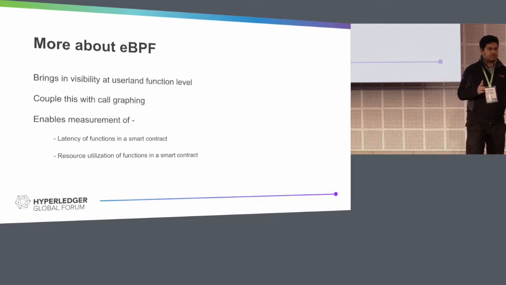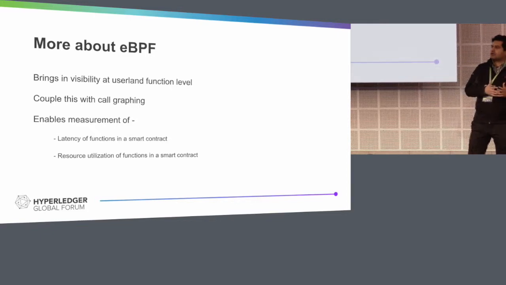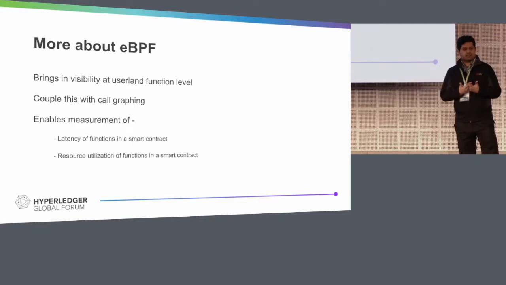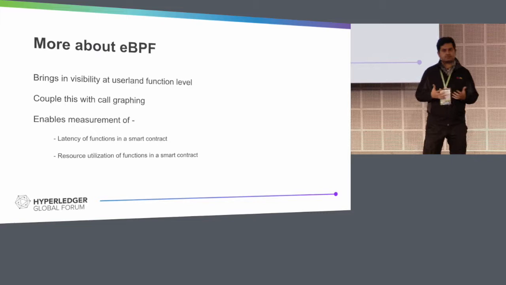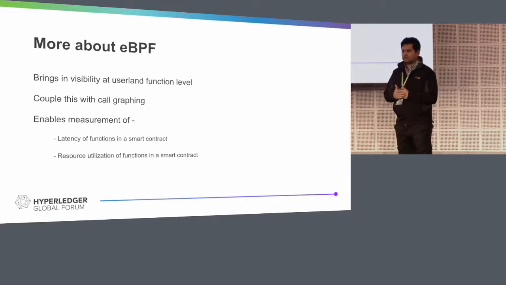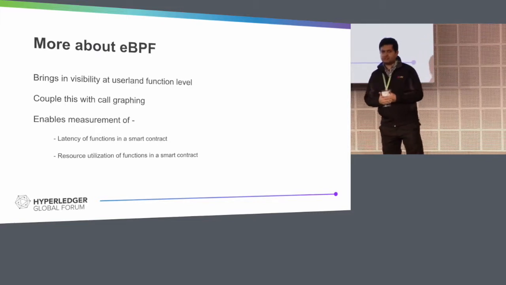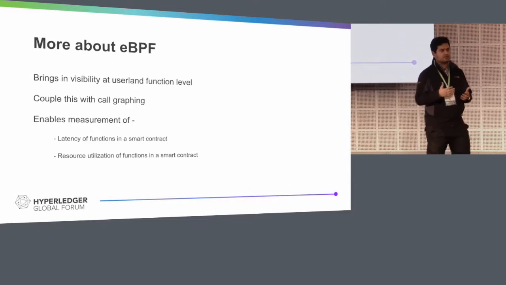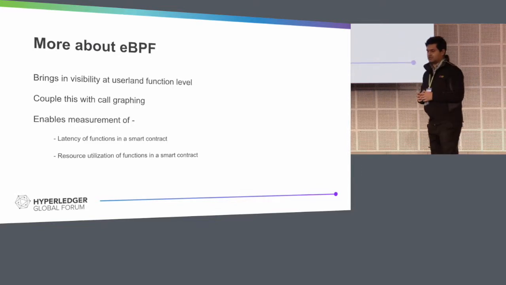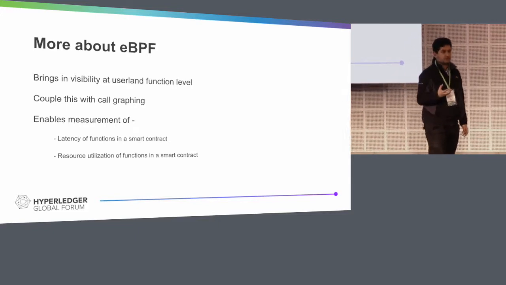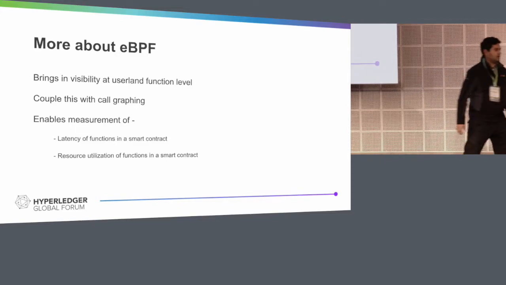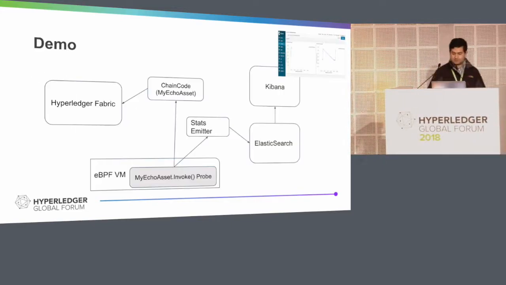If you couple this with something like call graphing, what is call graphing? In call graphing, you basically do your static code analysis and then build an entire directed graph of all the possible function calls in your packages, among your packages. This is a very powerful feature. If you combine both of these, you can pretty much measure things like latency of functions, specifically function chains in a smart contract, or even in the underlying blockchain infrastructure. And you could look at resource utilization of these functions as well. In our demo, we are going to show you the function latency.